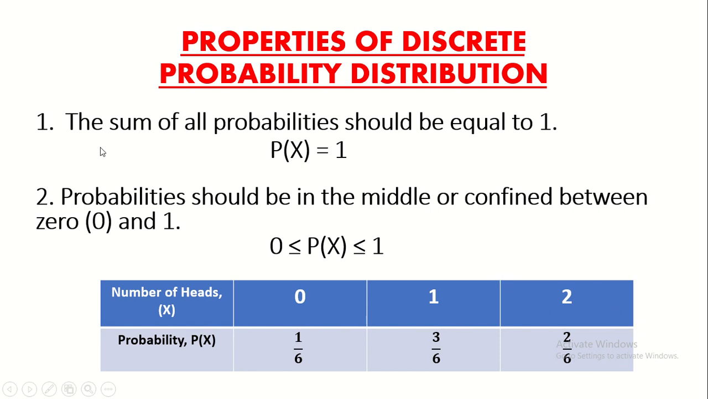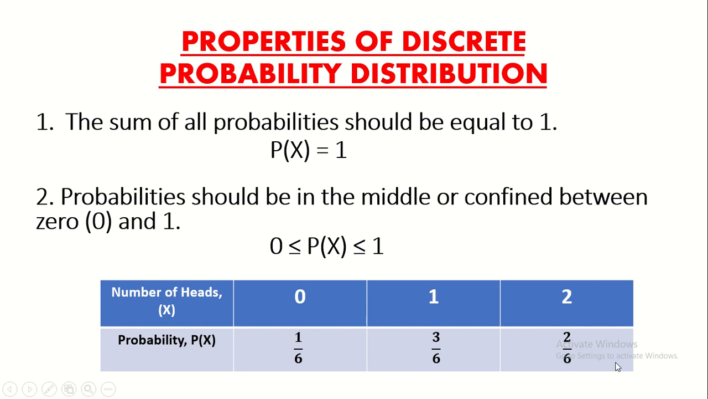Let us take property number 1. The sum of all probabilities should be equal to 1, or the summation of P of X is equal to 1. So, tingnan natin yung numerator ng probability na to. 1 plus 3, that is 4, plus 2, that is 6. So, 6 over 6, that is 1.